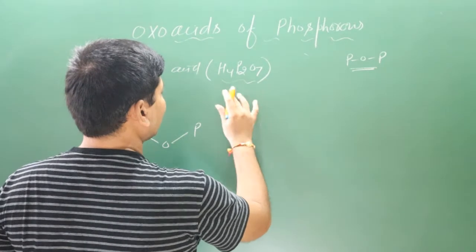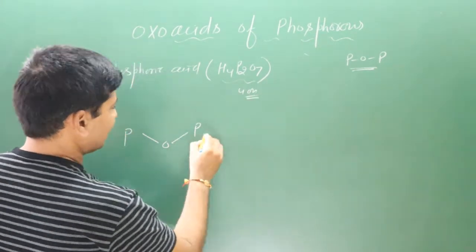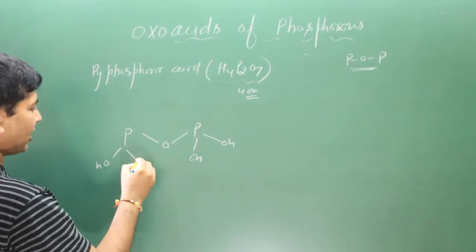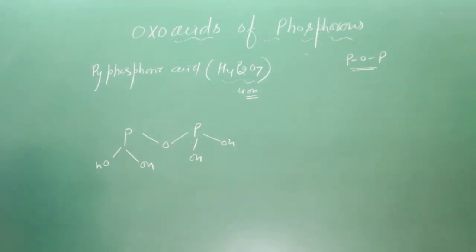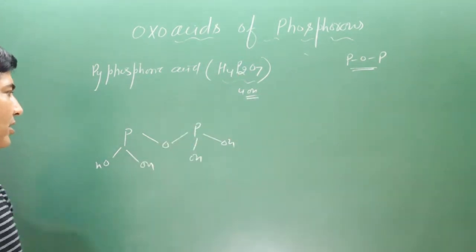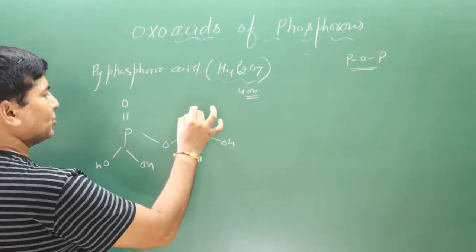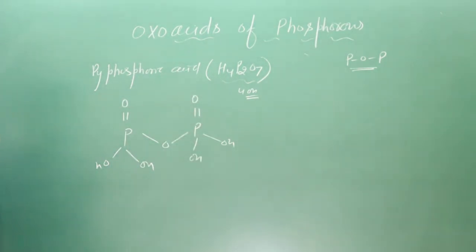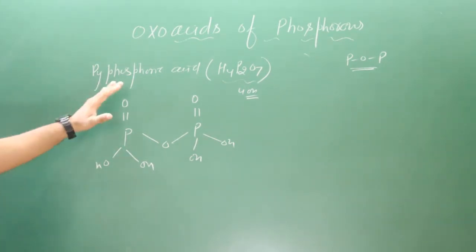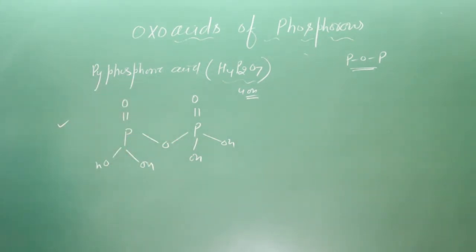4 OH pair are possible. I attach 2 OH pair to each phosphorus. How many oxygen are left? 1 2 3 4 5. 2 oxygen are left. I attach these oxygen to each phosphorus to satisfy the valency. This is the structure we have. Clear? Each phosphorus is in the same environment.